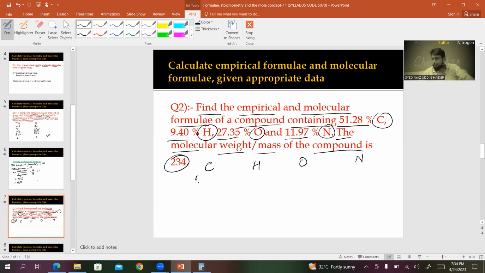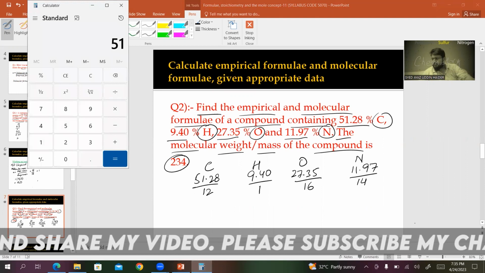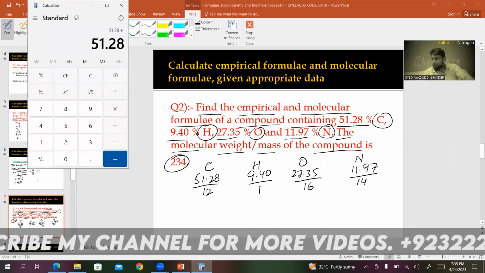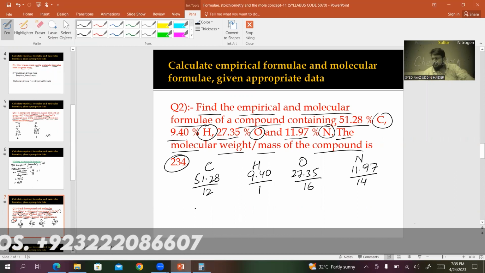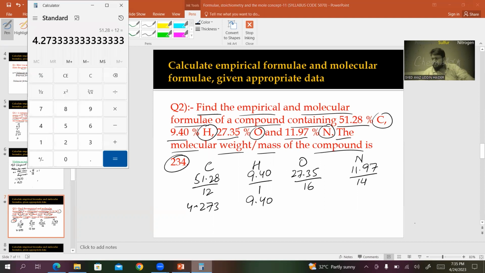Carbon, the percentage is 51.28. We know the AR or nucleon number of carbon, which is 12. For hydrogen, we'll divide 9.40 by 1. Oxygen, 27.35 divided by 16. Nitrogen, 11.97 divided by 14. So carbon, 51.28 divided by 12, you'll get 4.273. For hydrogen, we'll get 9.40 because 9.40 divided by 1 gives 9.40.